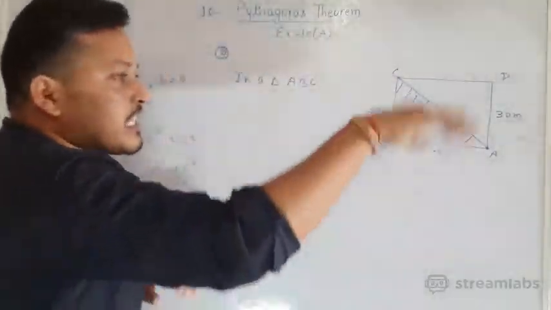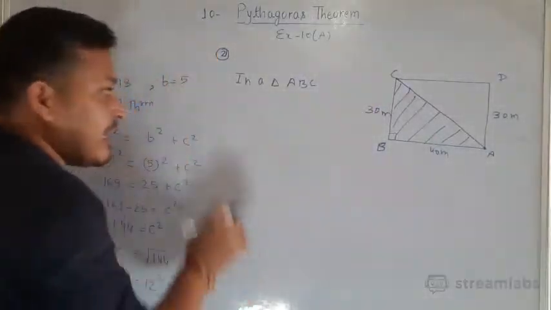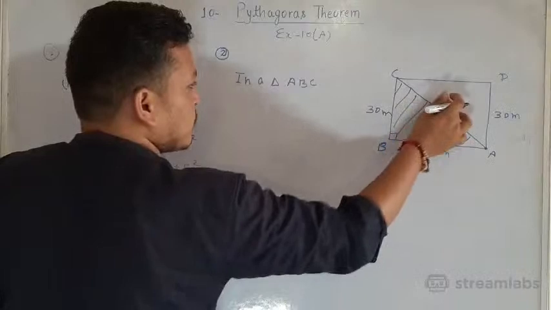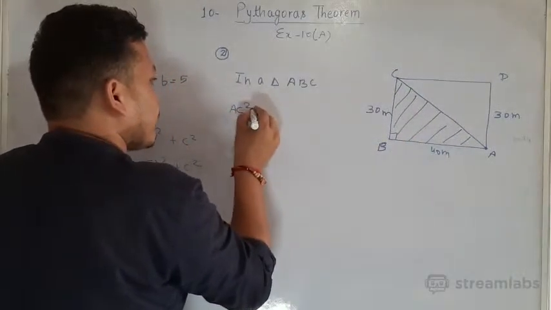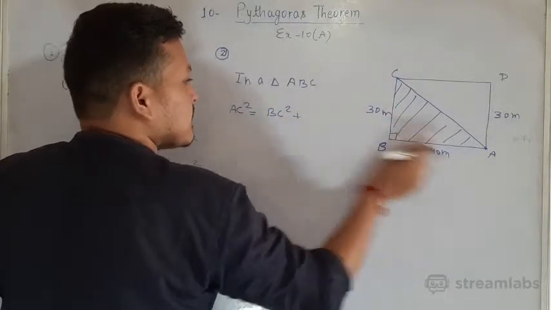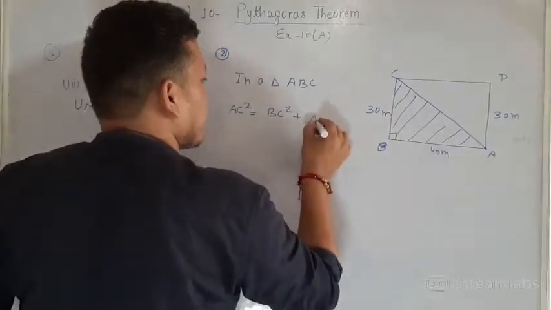ध्यान रखना, ऐसे किसी में भी नहीं लगा देंगे। Only apply on a right angle triangle. तो hypotenuse 90, तो hypotenuse is AC. तो AC square is equal to this side BC square plus AB. This side is AB. तो AB square.